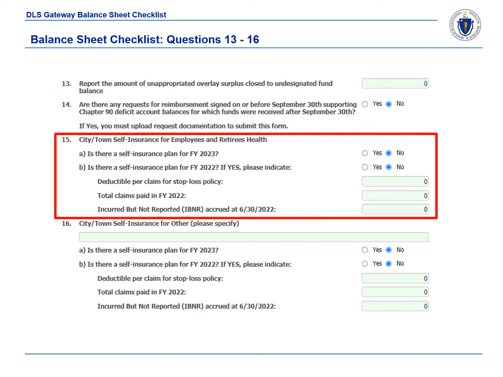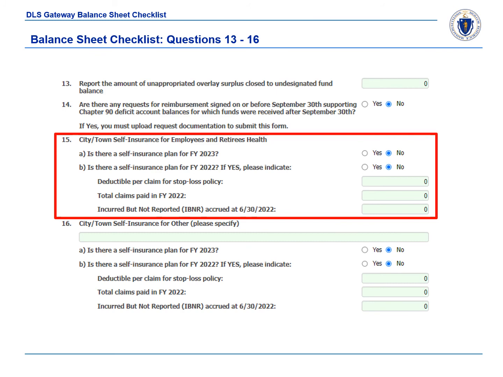Question 15, Part A, is asking whether your community is self-insured for health insurance for employees and retirees in the upcoming fiscal year. Part B is asking if your community was self-insured for health insurance for the prior fiscal year. A no answer for both parts A and B means that your community is part of a group insurance plan, and you can move on to question 16.